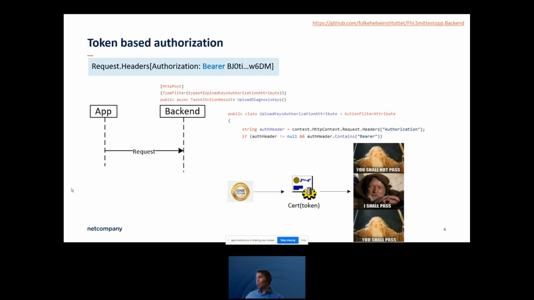So let's say you have a valid token and you're granted access. Then you can post the information that's contained in your request. Take a look at the code here again. This upload keys authorization attribute is a very simple class. It contains one method that's very easy to read and understand. And of course, once you dive into it, a lot of interesting stuff is going on. But you'll be able to see how we handle this.